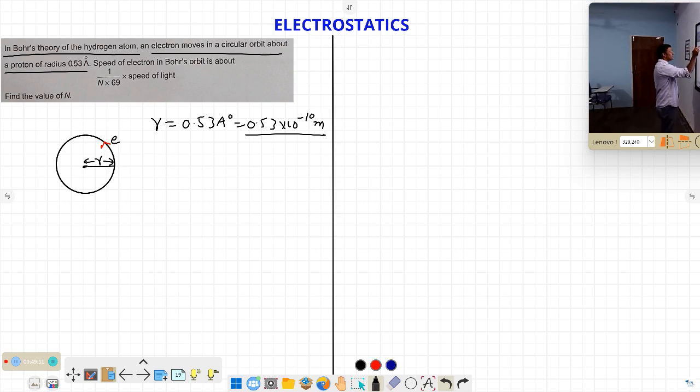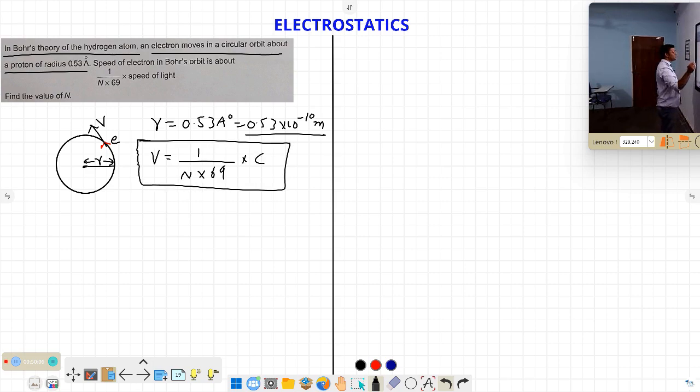Now the speed of the electron in the Bohr's orbit, the electron which is revolving in the orbit, the speed of this, if you say it as v. This v is equal to, they have given, 1 by n into 69 times the speed of light. Speed of light we are indicating as c. The c value is 3 into 10 power 8 meters per second. So what they're asking here: find the value of n. N is equal to how much?